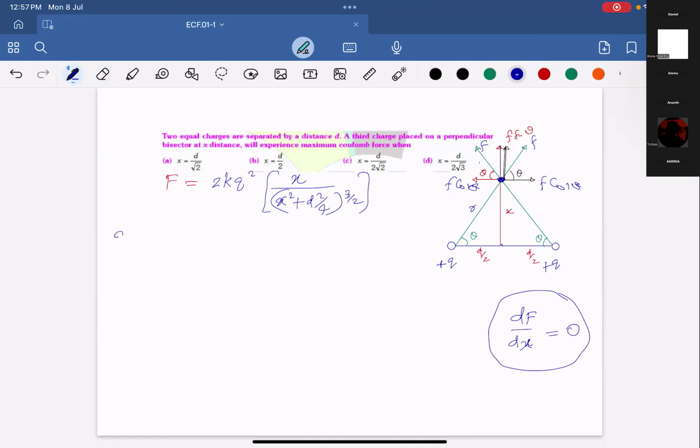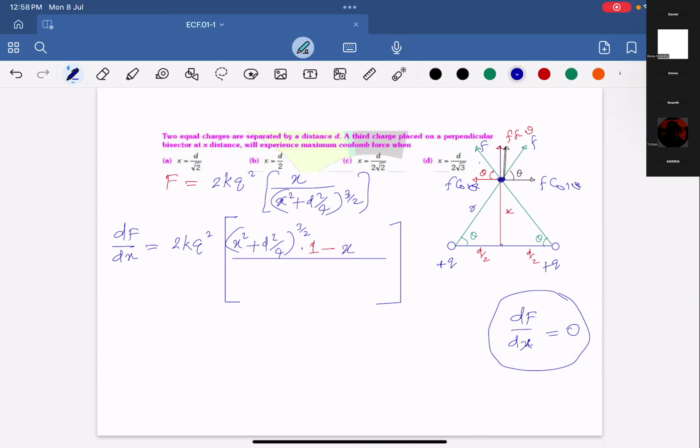So I'm going to differentiate it. df by dx. See what I'm taking. 2kq square is kept as such. I open a bracket. It is like a ratio. Do you remember what I wrote for ratios? Denominator, x square plus d square by 4 the whole raised to 3 by 2, into derivative of numerator. What is derivative of x? Differentiation of x is 1, minus numerator into x.